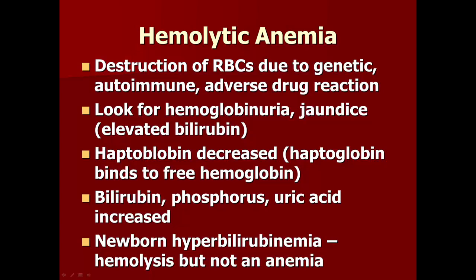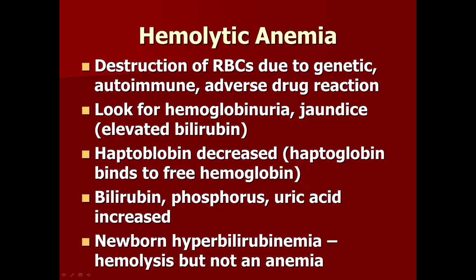Another type of normocytic anemia is hemolytic anemia. With a hemolytic anemia, you're looking at the destruction of red blood cells, and this is frequently due to either genetic, autoimmune, or could even be an adverse drug reaction. So if this is a genetic hemolytic anemia, could it be an Rh incompatibility? If it's autoimmune, you'll see this in some individuals with rheumatoid arthritis. You'll see this in lupus. And in adverse drug reactions, we see this in an abnormal response to synthetic erythropoietin sometimes.